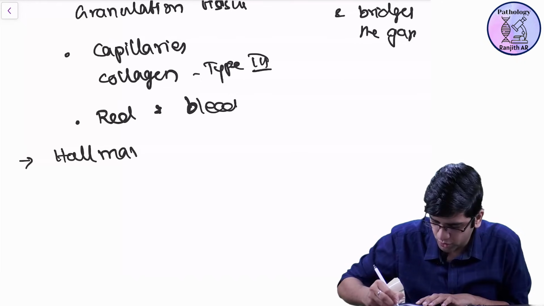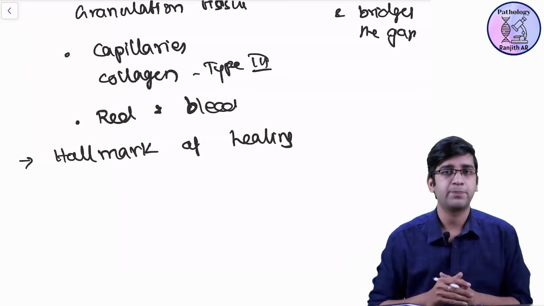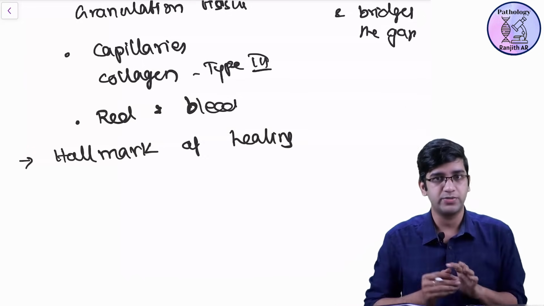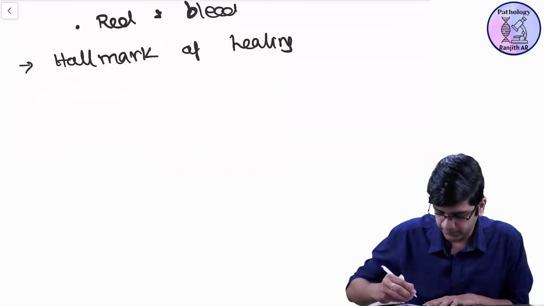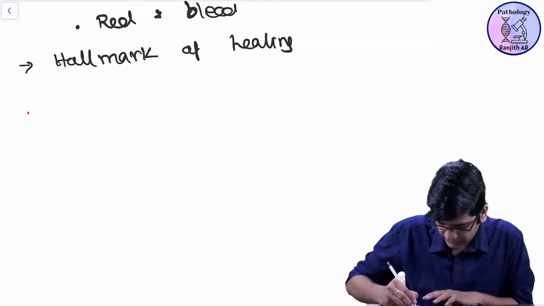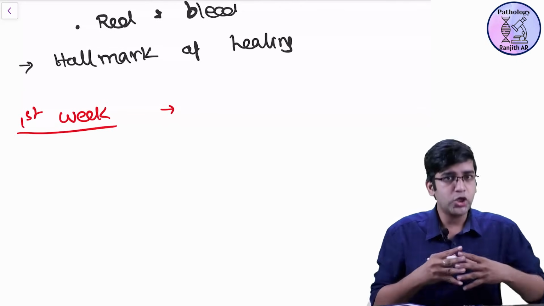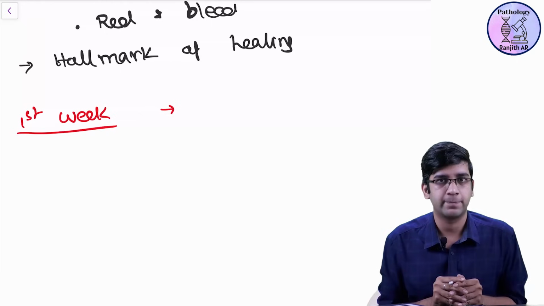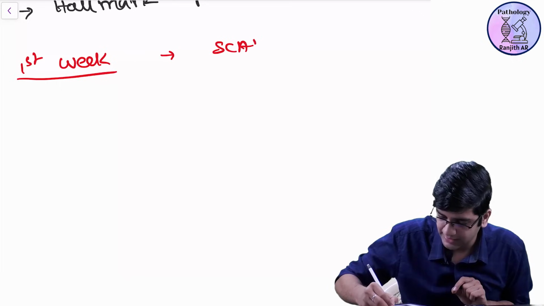Okay, this is granulation tissue, which is a hallmark of the healing process. That's about granulation tissue and how it is formed. After granulation tissue, the work is not stopped. Around the first week, a good amount of mature collagen will be formed. A good amount of scar will be formed. Around the first week, it will change to a scar.